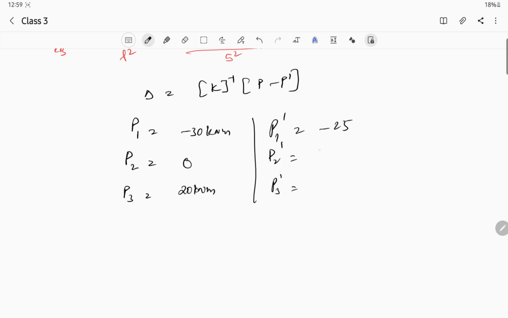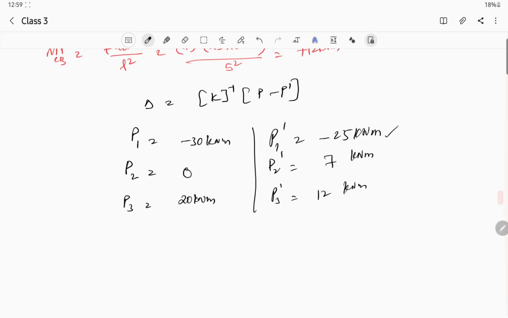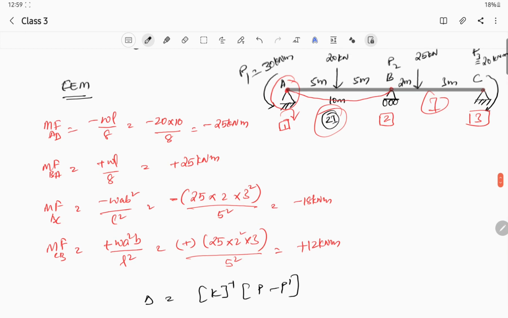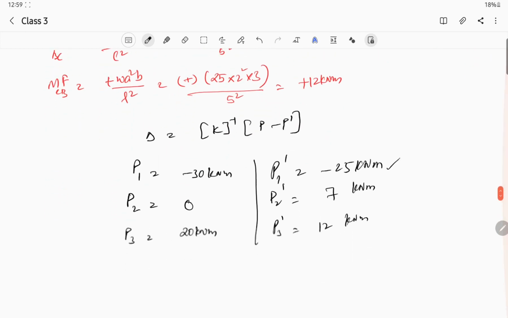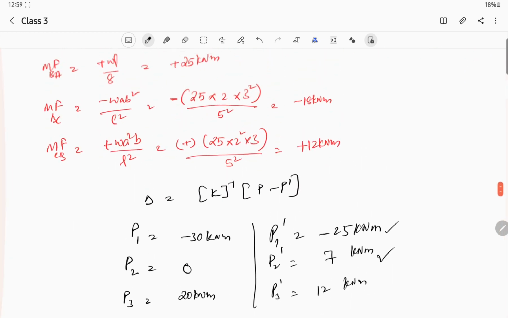Minus 25, 7 and 12. Okay, kilonewton meter, kilonewton meter, kilonewton meter. So how did we get this P1 minus 25 kilonewton meter? With the help of this. How did we get this 7, P2 dash?